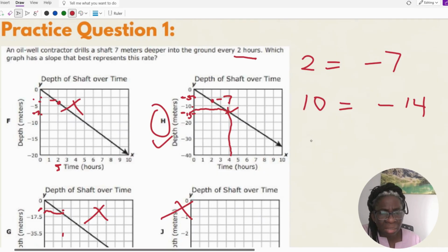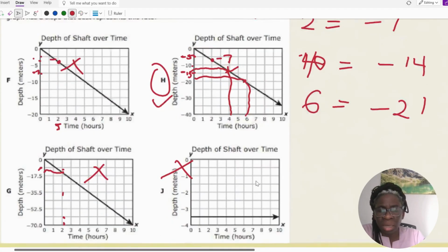Let's try, this is 2 hours, this is 4 hours, sorry. Let's try 6 hours. So this will be -21. So let's trace 6 hours up. Let's trace it here. You see that it is close to 20, but it is a little bit above 20. So H is the correct answer.